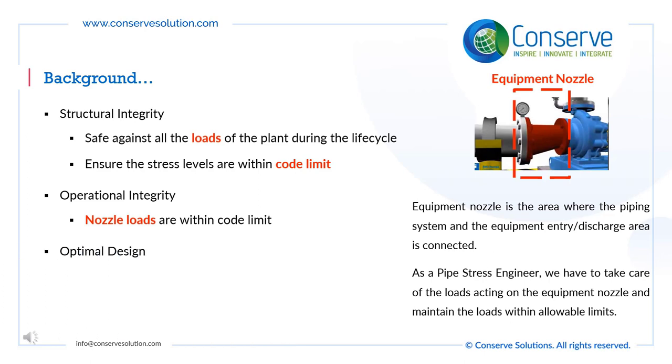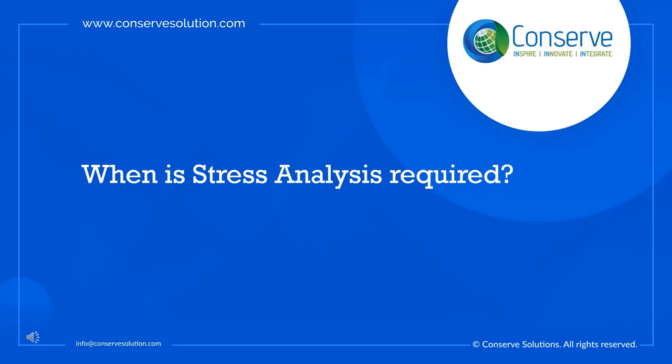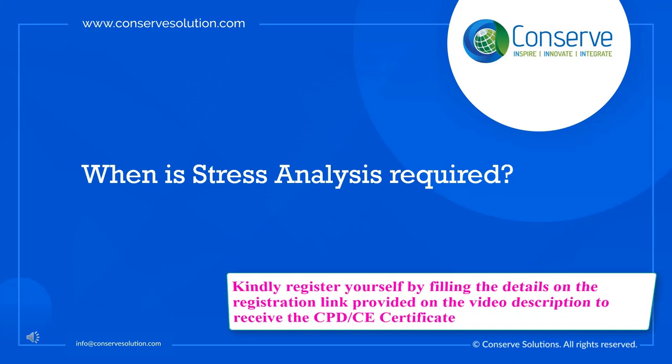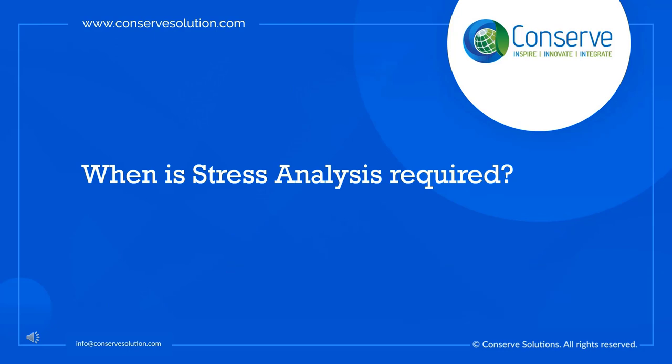Next comes optimal design. While we ensure the safety of the piping network, we should also optimize the cost of the piping system. Stress analysis will help us to avoid unnecessary supports and flexibility in the piping system. To summarize, stress analysis is required to ensure number one, structural integrity, number two, operational integrity, and number three, optimal design. So far, we discussed why stress analysis is required. That is, what is the importance of stress analysis? Now we will discuss when stress analysis is required.